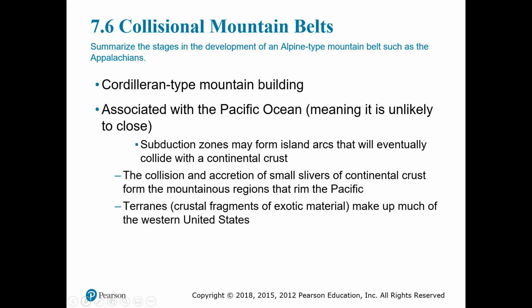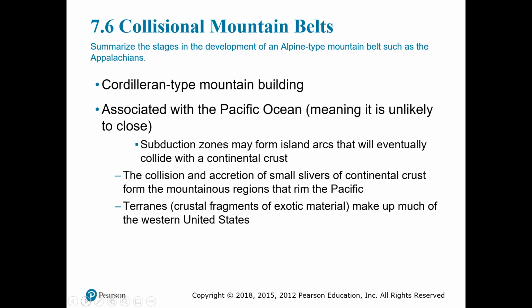So we get island arcs that have been created along with small crustal fragments that are just going to be carried along by subduction until they collide with the continental margin and then accrete or join into it. And this has generated some of the mountain ranges that rim the Pacific. And terranes, which are these fragments of this material, make up a lot of the Western United States.